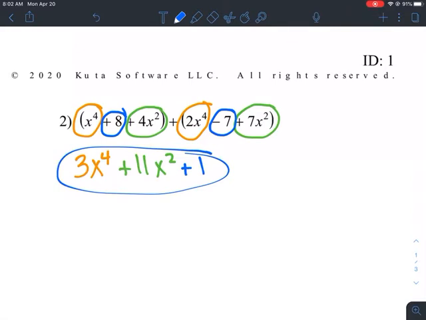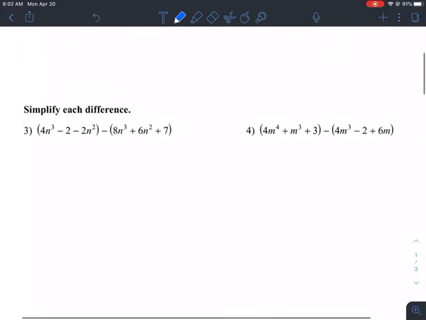I know what you're thinking. This is so super fun. And you're so excited that you get to add polynomials. But try to withhold too much excitement.